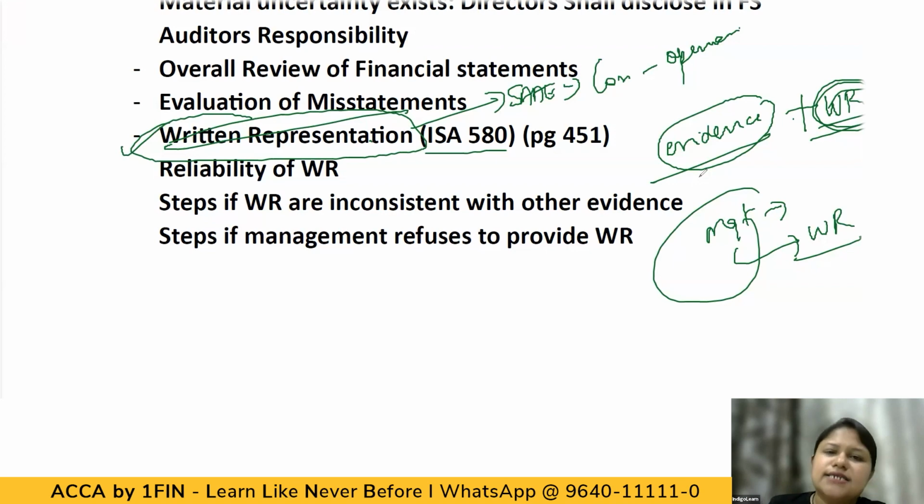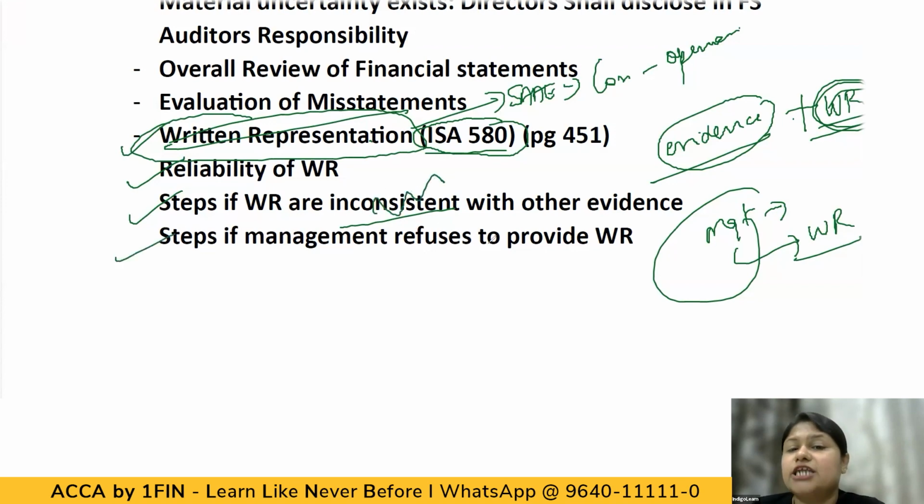Then there are some important aspects which will sometimes be questioned in the examination. So we'll go through the study material and have a more detailed discussion about ISA 580 written representation, because there are some things like reliability of written representation. Should you trust the written representation or not? When is it required to trust it? When do you doubt the written representations? Then steps if the written representations are inconsistent with other audit evidence. When you did inspection of the documents, you got some other information, and when the management provided information, it was different. If it's inconsistent, then there will be a problem.